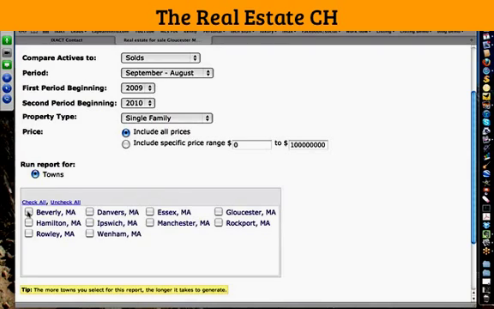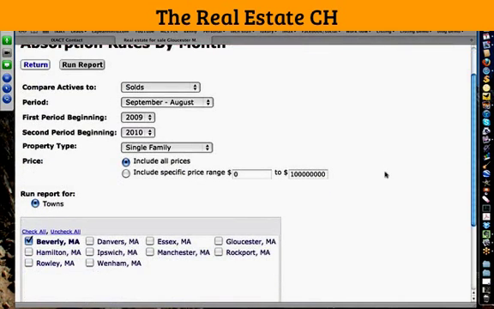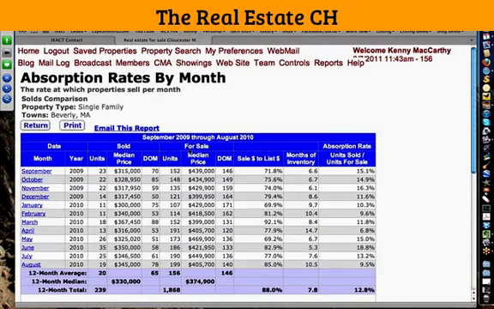You can do it for a bunch of different communities, but it won't break down the different communities. So we're just going to do it for Beverly. We're going to make believe that we have a listing here in Beverly. And all you have to do is check off the town you want. It's going to compare active to solds, and you run the report. That's all you have to do. And obviously, if you're doing condos, you would change the property type from single family to condos.